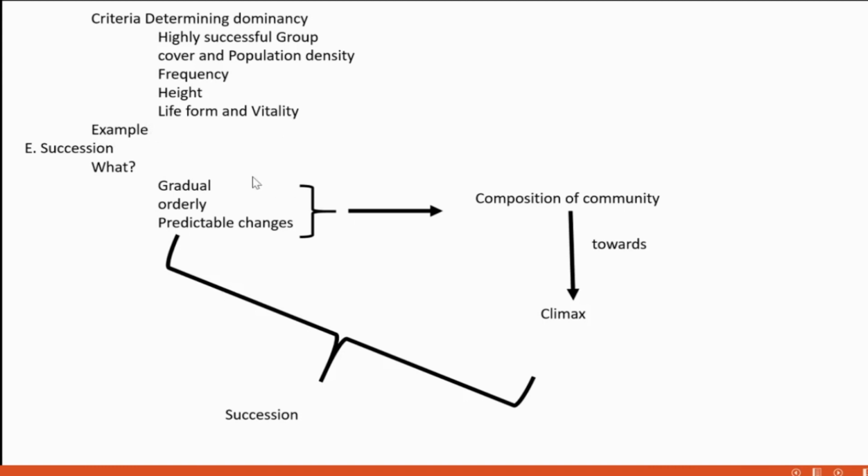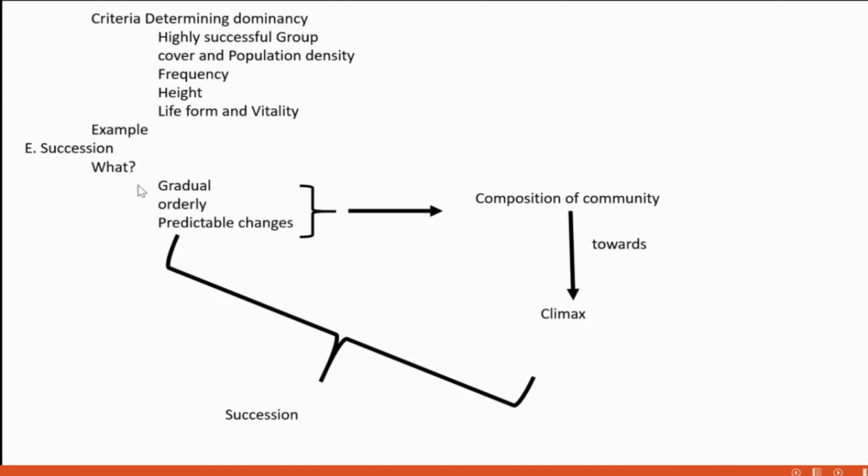Why are we taking the case of eucalyptus as an example? Because it has high vitality, it has rapid growth, and its roots are highly penetrating. Because of all these features, we are taking eucalyptus as an example for this ecological dominance.